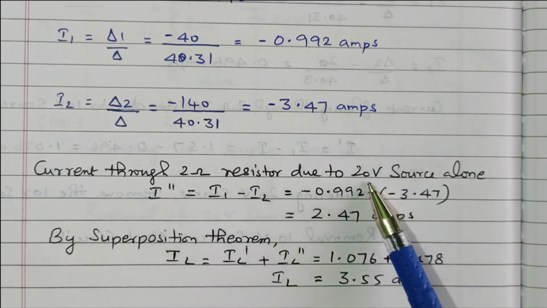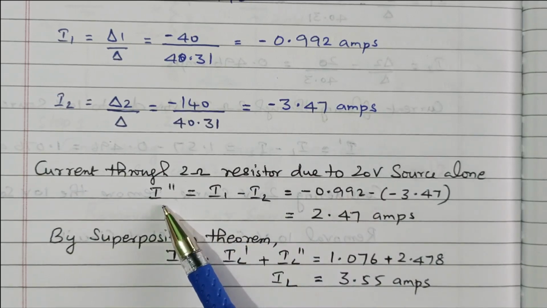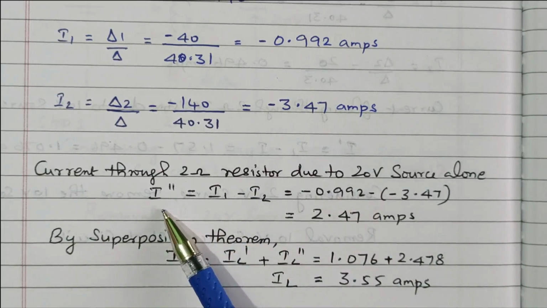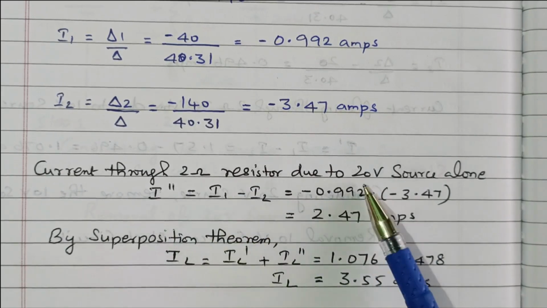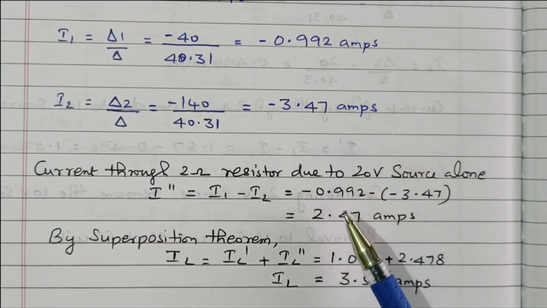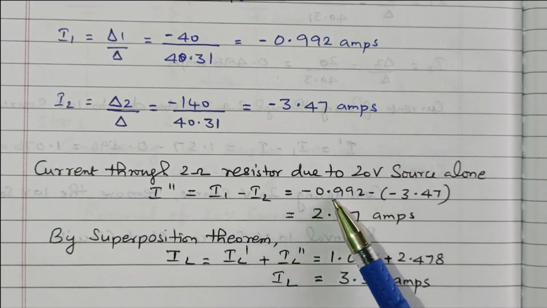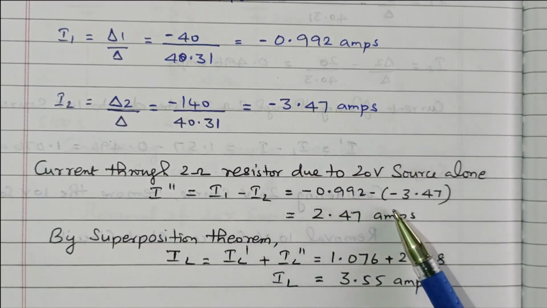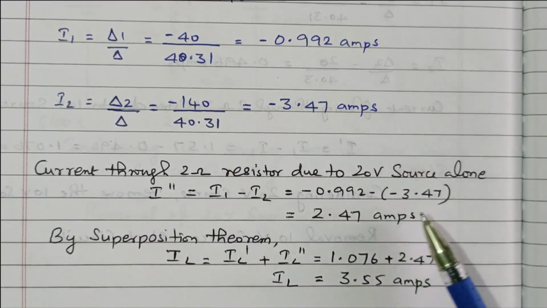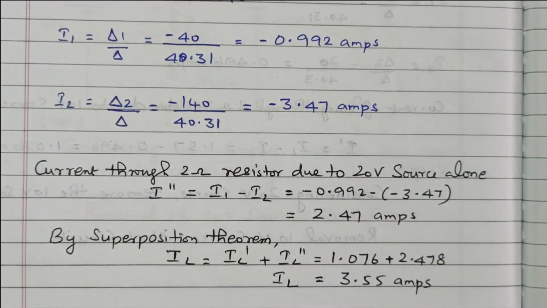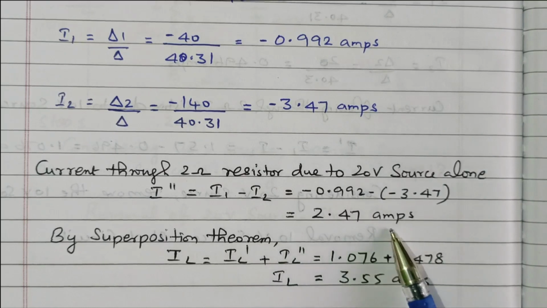Due to the 20 volt source, we have taken it as I double dash. I dash means current flowing through the 2 ohm resistor due to the 10 volt source. I double dash means due to the 20 volt source. Right. So we need to find the difference. Already minus is there: minus 0.992 minus of minus 3.47. So the final value is 2.47. So the current flowing through the 2 ohm resistor due to only the 20 volt source is 2.47 ampere.